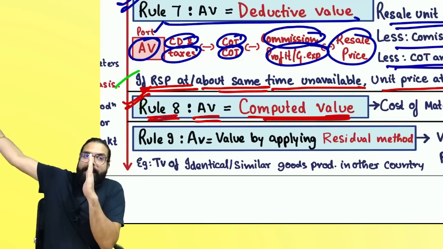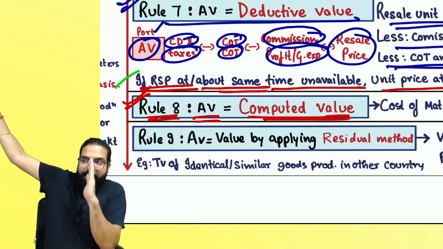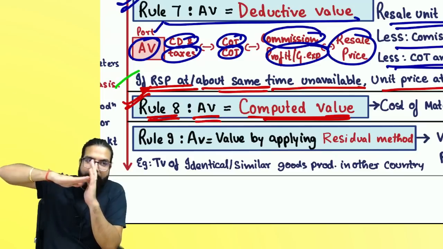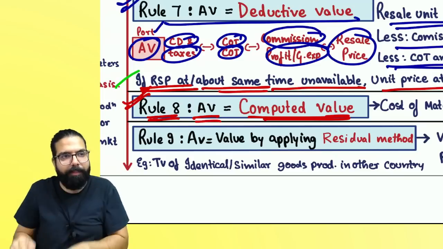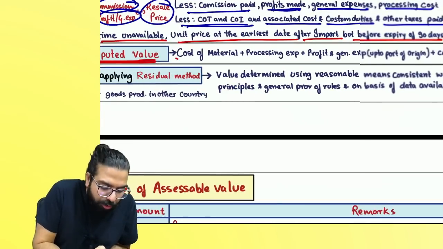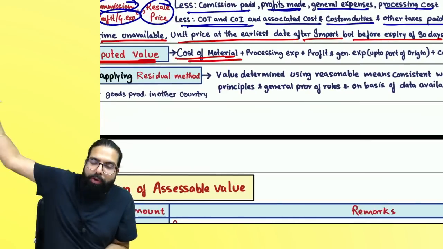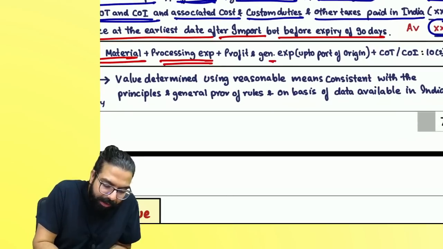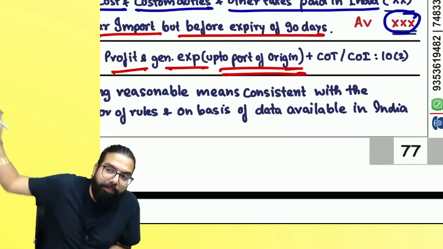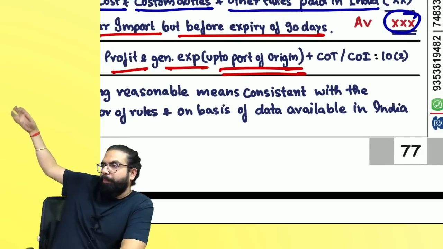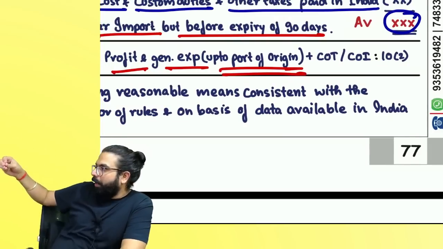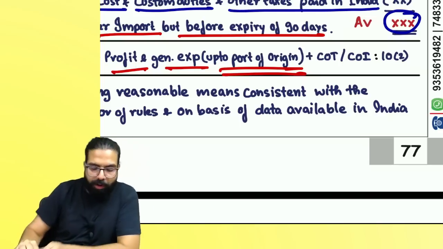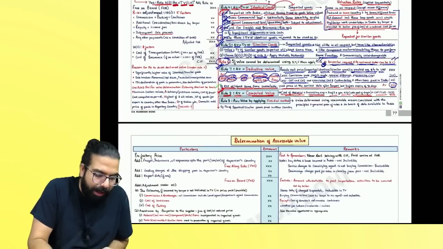Computed means the price of the seller, the person who has sent you the goods in India. You keep making the adjustments under 10-1, 10-2 and arrive at the Indian selling price. It says cost of material of the person who sent you the goods, his processing cost, then his profit, general expenses up to the port of origin, basically his cost of making the goods. Then loading, unloading, handling charges till the port, then cost of transportation and cost of insurance as per section 10-2 will be added, and the Indian port value will be determined.